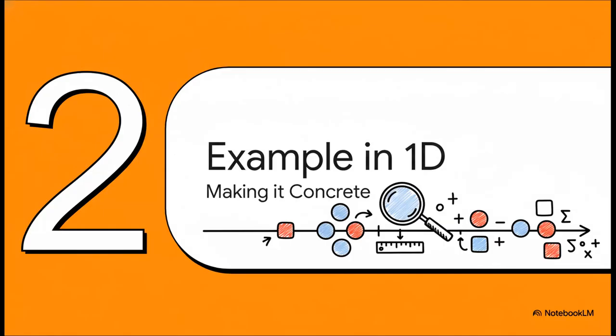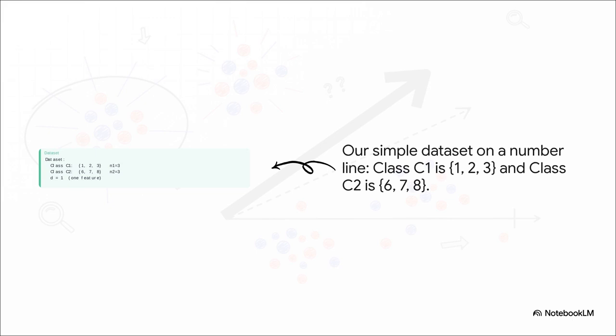All right, that's enough theory for a minute. Let's make this totally concrete and actually see the calculations in action with a super, super simple one-dimensional example. So our dataset could not be simpler. We've got two classes sitting on a number line. Class 1 has the points 1, 2, and 3, and Class 2 has 6, 7, and 8. Now, since they're already on a line, our goal here is just to use Fisher's method to get a score for how well separated they already are.